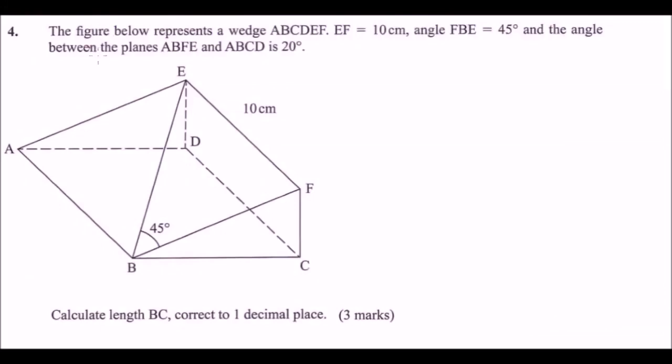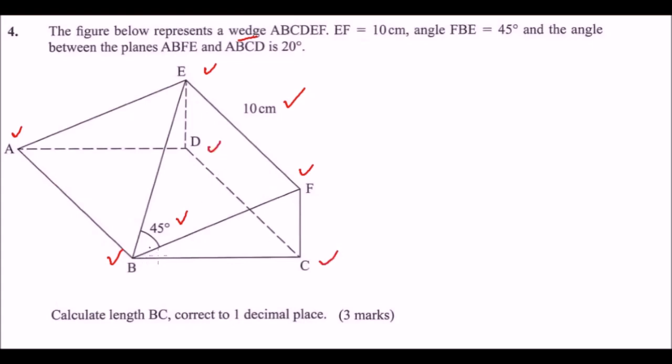So this is Mathematics 2018 KCSE Paper 2. We are given a figure here. We are told it's a wedge. So this wedge is named A, B, C, D, E, and F. We are told EF is 10, angle FB is 45, and the angle between the plane A, B, F, E and A, B, C, D is 20.